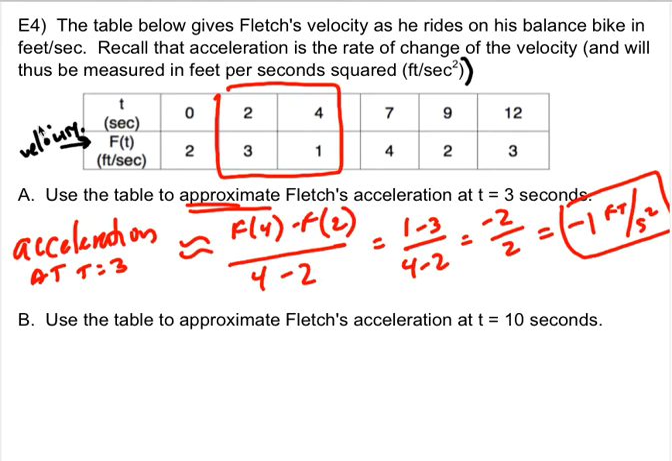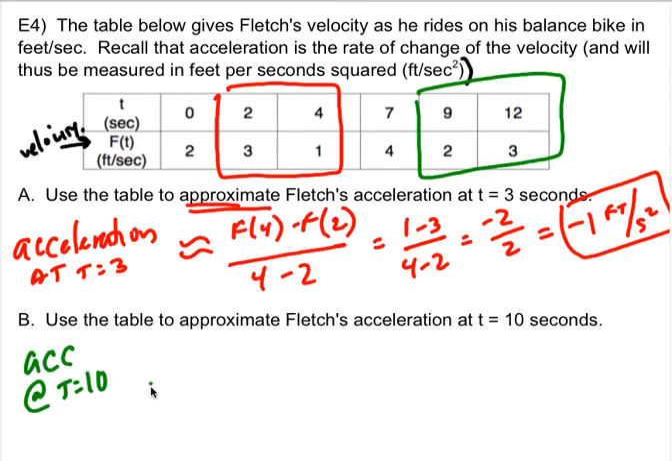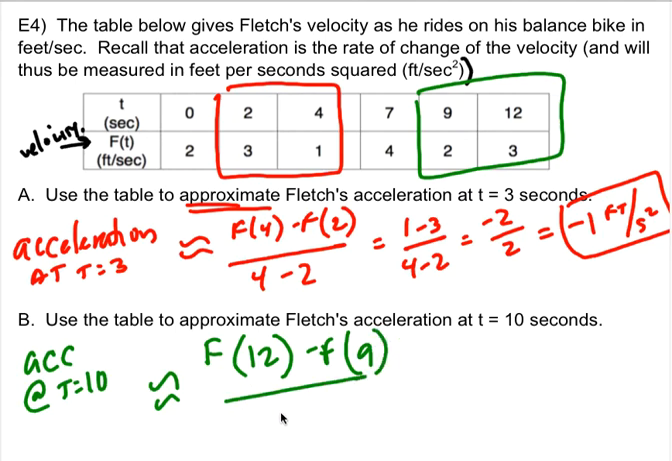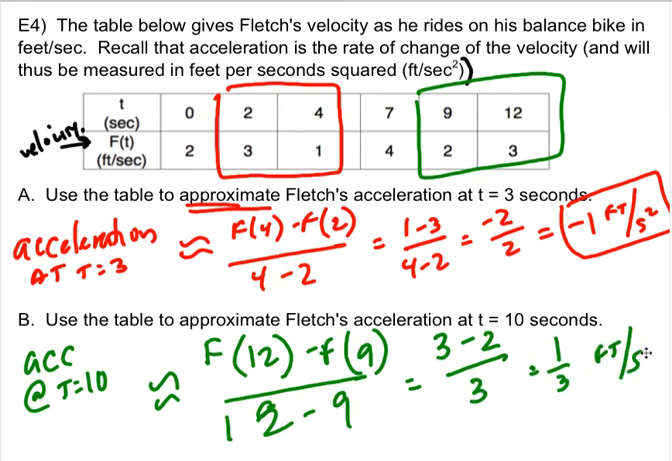Okay. Next one, B, use the table to approximate his acceleration at 10 seconds. Well, again, we don't have 10, but we do have 9 and 12, so they would be the logical choice. So to approximate his acceleration at t equals 10, I'm going to use his velocity at 12 minus his velocity at 9, because those are the two times that surround 10 seconds, right? Over 12 minus 9. Sometimes my brain doesn't work properly. Okay, cool. So that's going to be 3 minus 2 over 3. So we get 1/3 foot per second squared. And there we go. And again, that means that he's now speeding up a little, right?